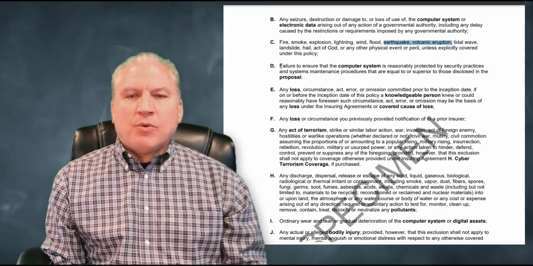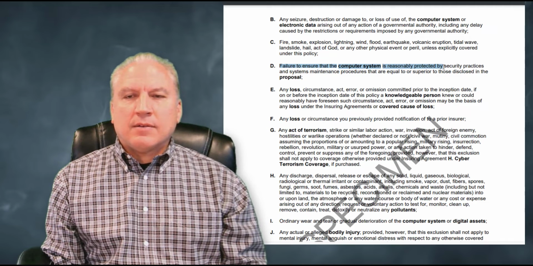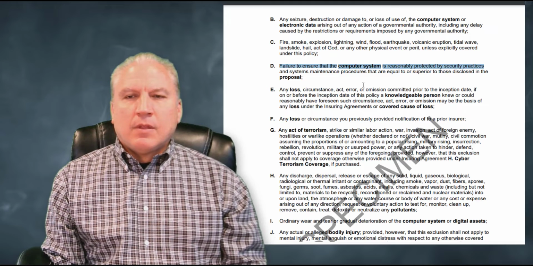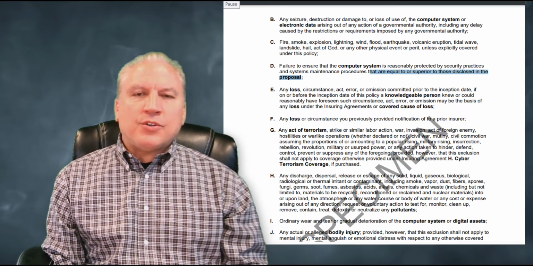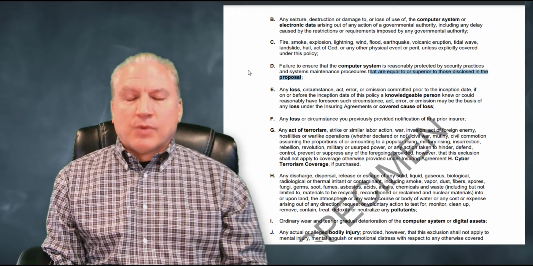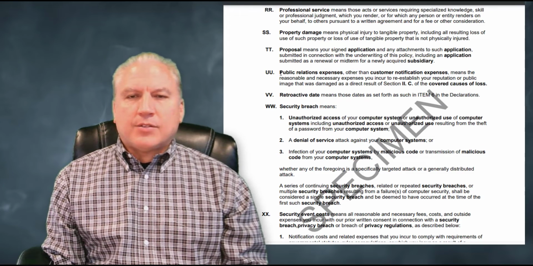Here's the most important one. It's not covered, this is an exclusion, if you don't ensure your system is reasonably protected by security practices equal or superior to those disclosed in the proposal. See, that's important. The proposal is what you and the insurance company agree on are your responsibilities for protecting your network. And it's defined right here.